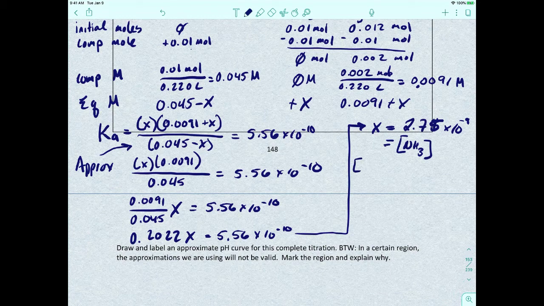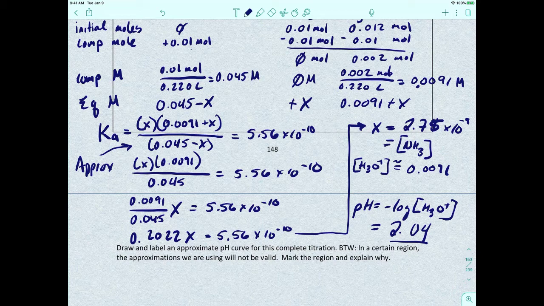And if we want to find the concentration of hydronium ion, we take our expression, which was 0.0091, plus this number, 2.5 times 10 to the minus 9th, which is really the same as saying 0.0091. So if we find the pH of that, pH is equal to negative log of the concentration of hydronium ion. The pH would be negative log of 0.0091. The pH should be about 2.04 for this problem.